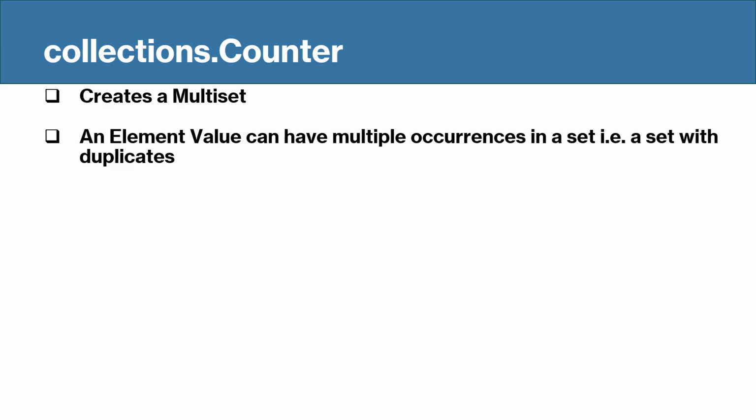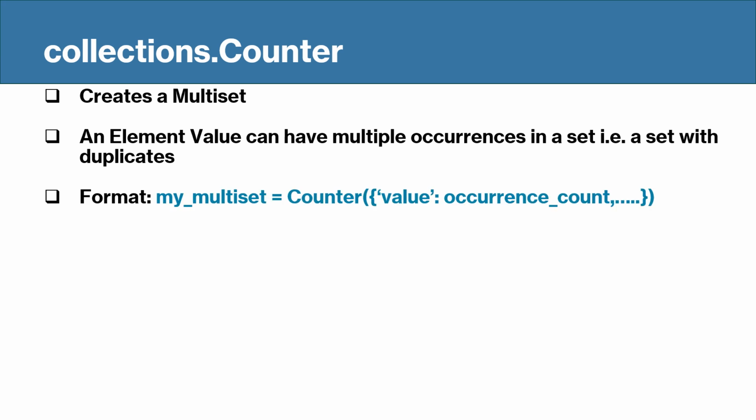The Counter object creates a multiset. So an element value can have multiple occurrences. In other words, you can create a set with duplicate values. Here is the format for creating a multiset. So let's switch to VS Code and create one.